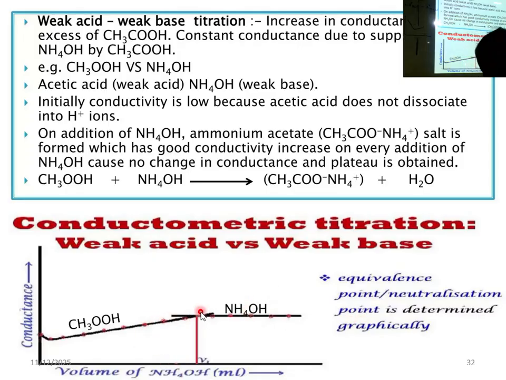The two slopes are different, two different slopes. This is parallel to the x-axis. See, this is parallel to the x-axis, but this is rising upward. So there is an intersecting point.